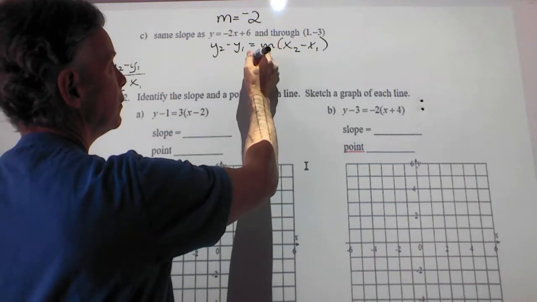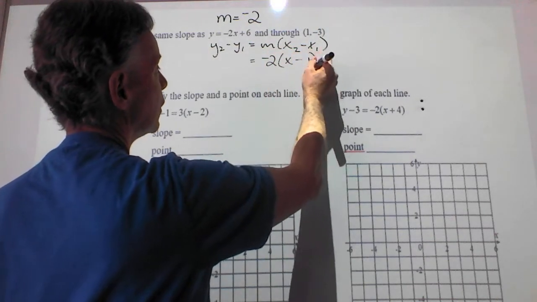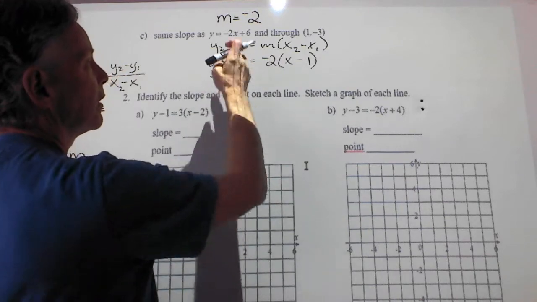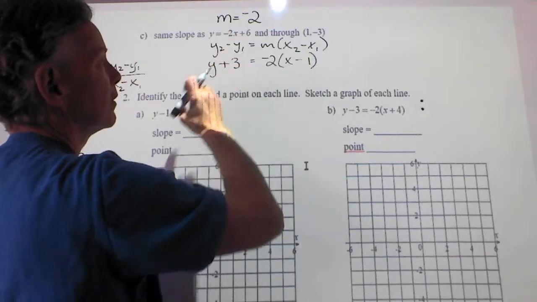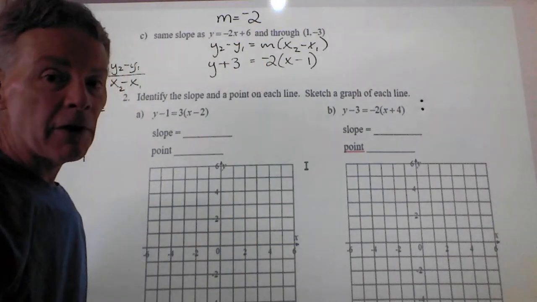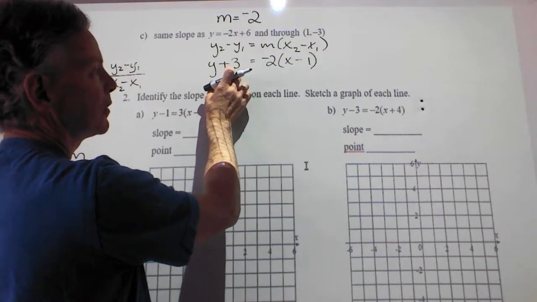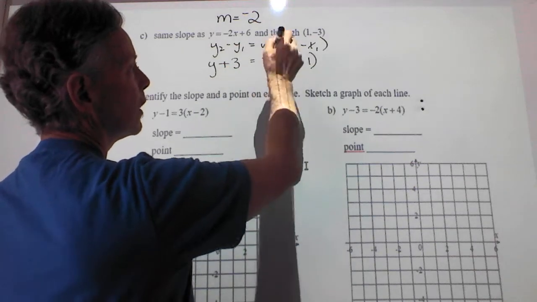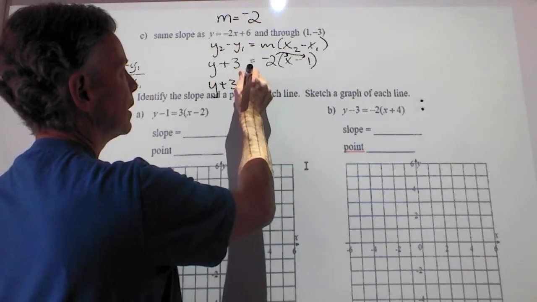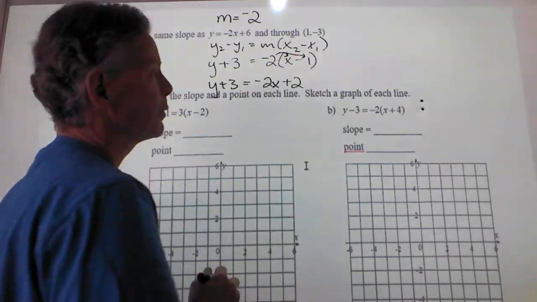Our slope is -2, so that goes there. Our x value is 1, so it becomes x minus 1. Our y value is -3, so it becomes y plus 3. Again, remember, minus -3 is plus 3. Okay? So here's our slope point form. Remember, they've asked us to put it in general form. So simplify both sides. The left side is already as simplified as it can be. The right side, we have to distribute -2 over both of these. That gives us y plus 3 equals -2x. -2 times -1 becomes plus 2. Okay?